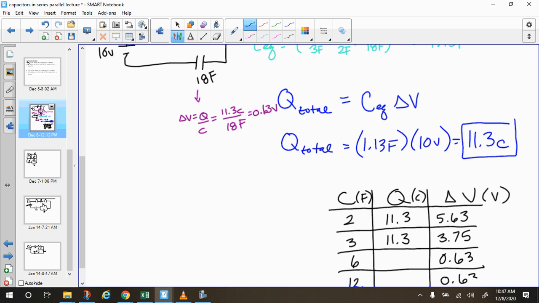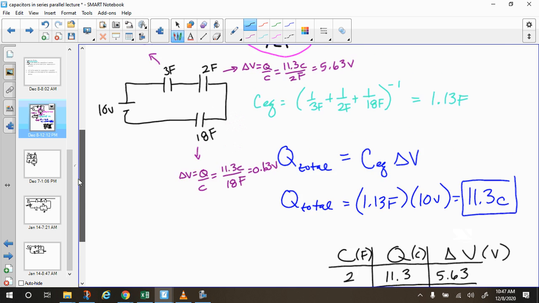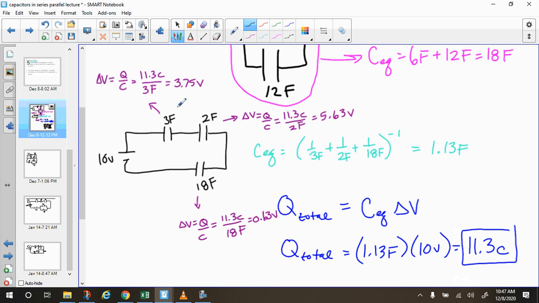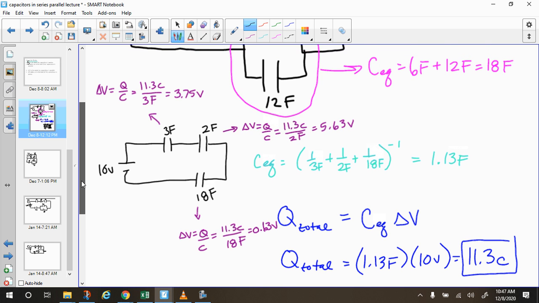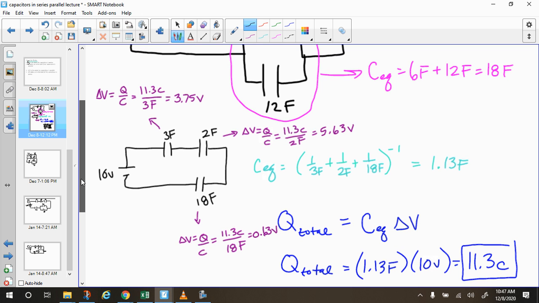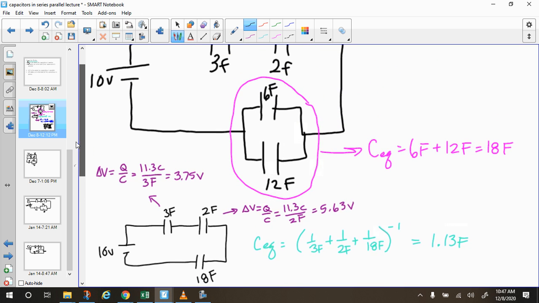Now, we can also double check ourselves throughout this, because we know that the voltages should add up to the total voltage when they're in series. So 3.75 plus 5.63 plus 0.63, that's right at 10. So that kind of helps us know that we have done it correctly, which is great. All right, so then now we're going to move up and find the charge on each of these.